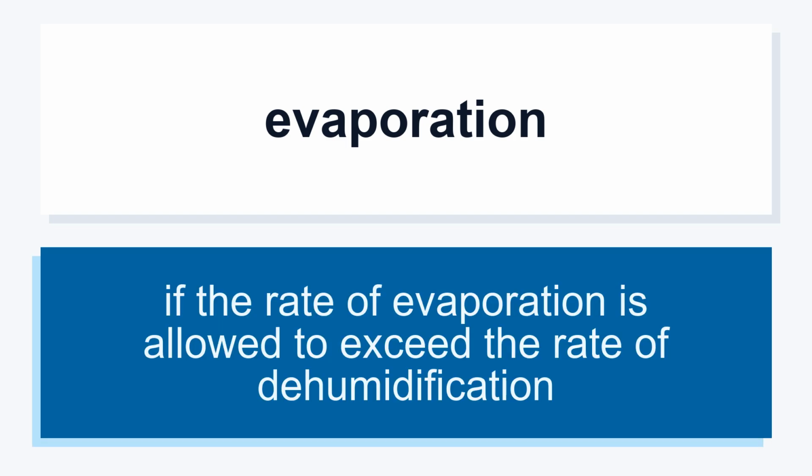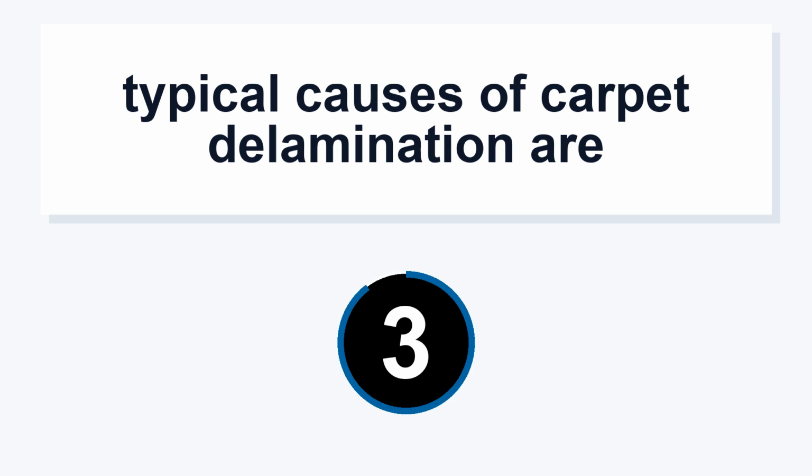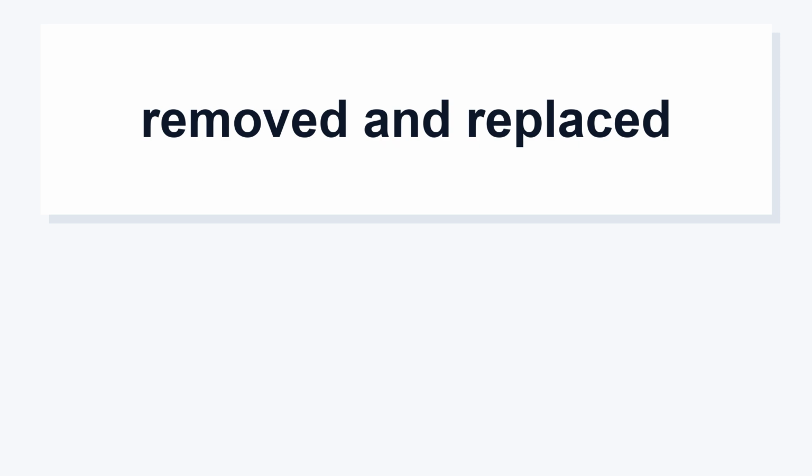If the rate of evaporation is allowed to exceed the rate of dehumidification. Typical causes of carpet delamination are folding or stretching carpet when wet, overly aggressive extraction, improper specified underlay, improper installation, improper removal of tack strip, improper floating of carpet, excessive wear, pet damage, removed and replaced.